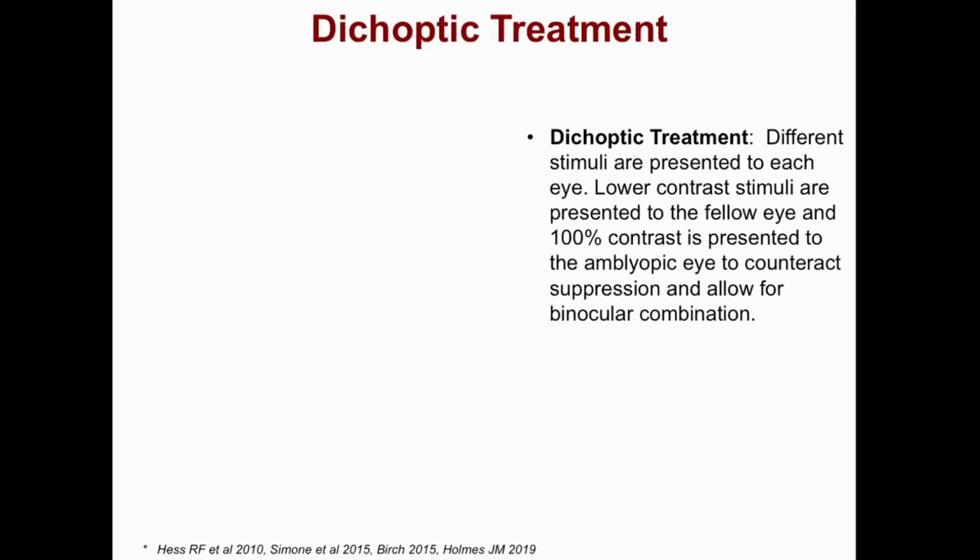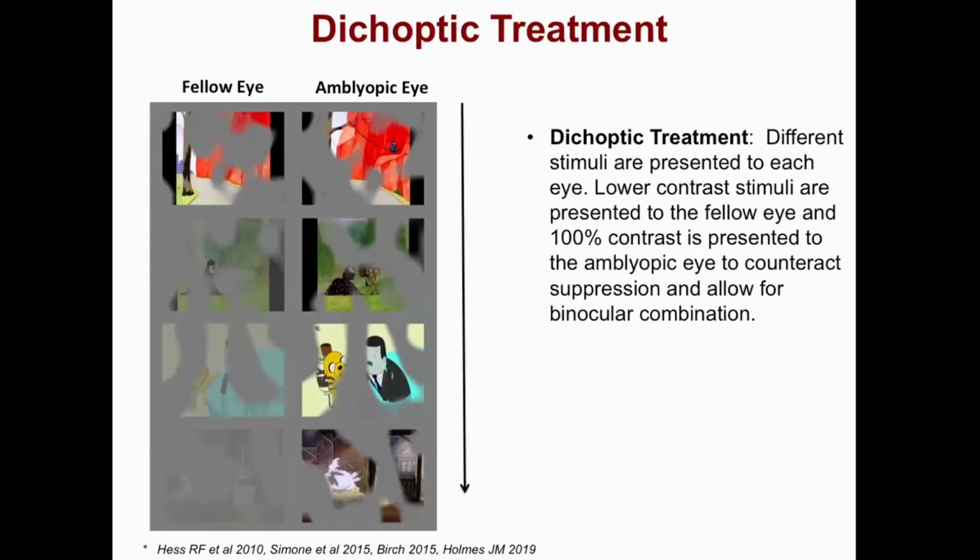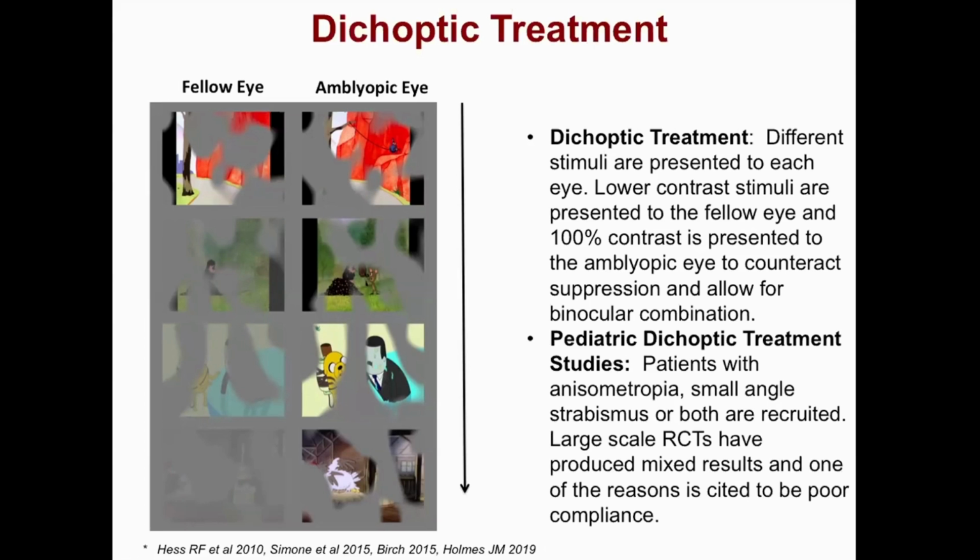So since patching therapy has some drawbacks, there is a lot of interest in devising newer amblyopia treatments, and one commonly investigated one is the dichoptic treatment, where different stimuli are presented to each eye: low contrast stimuli are presented to the fellow eye, and full contrast to the amblyopic eye. The idea is to overcome suppression and allow for binocular combination. Now, large-scale pediatric dichoptic treatment studies have produced mixed results in terms of effectiveness of treatment.